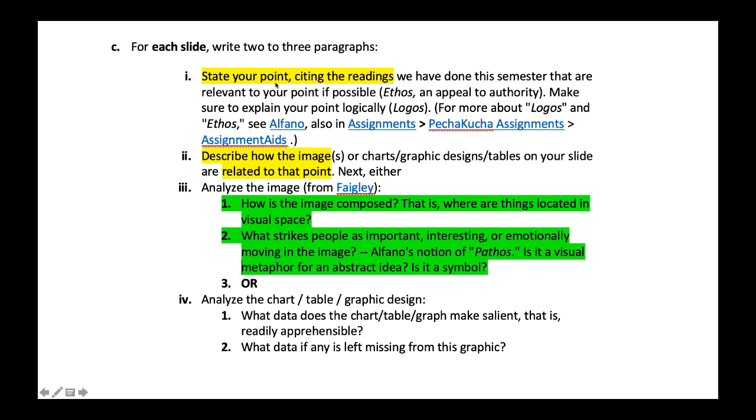So state your point, cite readings where relevant, then describe how the image is related to that point. Talk about that image. How is it composed? Where are things located in it? What is most striking about this image? And if it's a chart, just use these questions. If you just answer these questions about each slide with images and charts on it, your paper will virtually write itself.